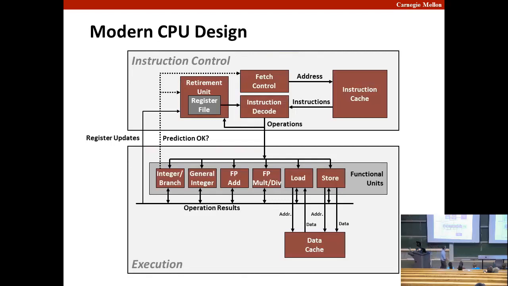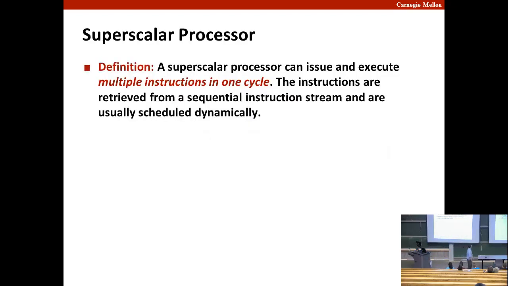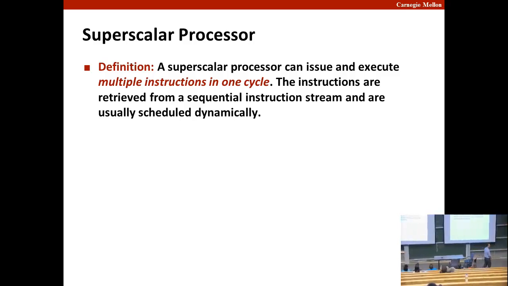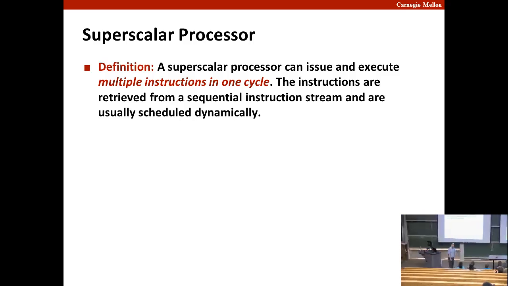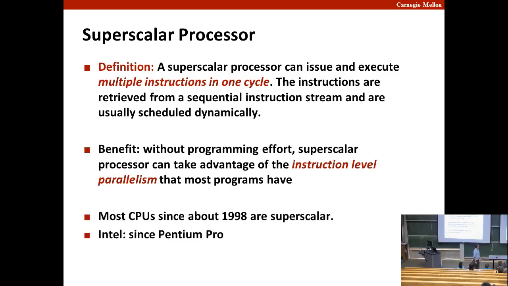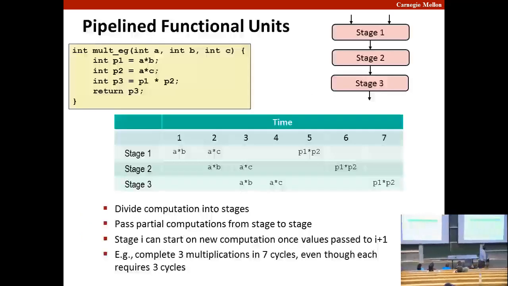We've talked about our modern processor design before. We talked about superscalar. A superscalar processor can issue and execute multiple instructions in one cycle. The instructions are retrieved from a sequential instruction stream and are usually scheduled dynamically. In other words, modern processors take their instructions, buffer them, and try to dispatch them onto the functional units to keep all the functional units busy. But they can only do that to the extent that they can find strings of independent instructions. If there's a dependency between one instruction and the next, then they can't have parallelism there. What's the benefit? We get parallelism without having to think about it. Most CPUs since about 1998 are superscalar, and the Intel line since the Pentium Pro.